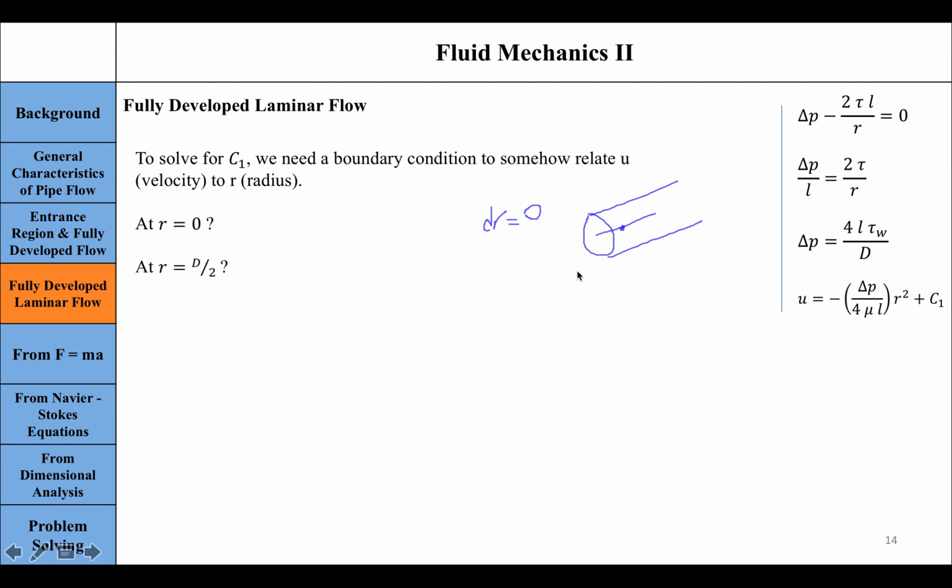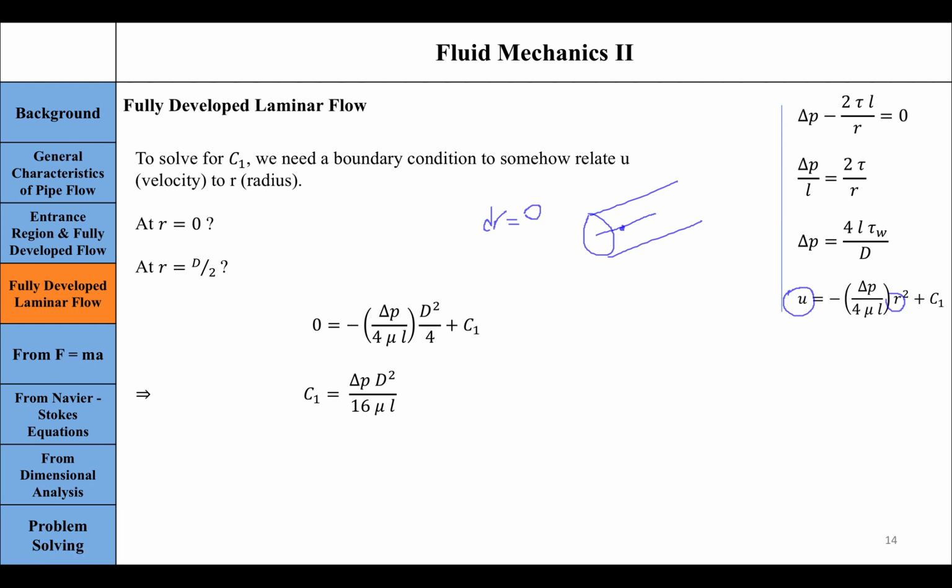Another way to look at this is that we go to the pipe wall where the fluid sticks to the pipe, and this is happening at r equals d by 2. From the no-slip boundary condition, we know that the velocity here is 0. So u is 0 at r equals d by 2. All we have to do is plug in 0 for u and d by 2 for r, and then we simplify this equation, and this is what we get, the value for C1.